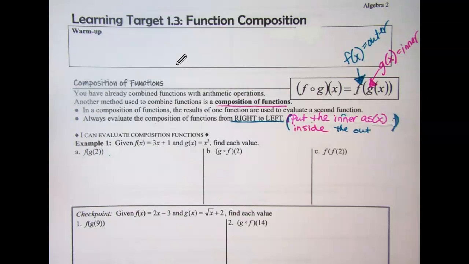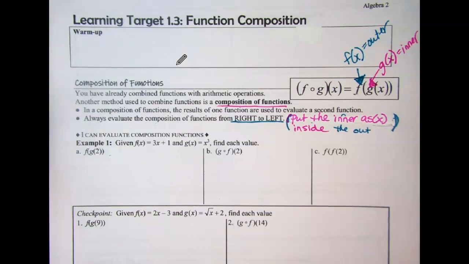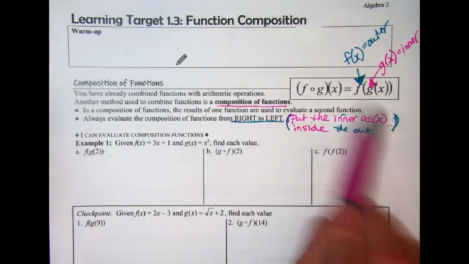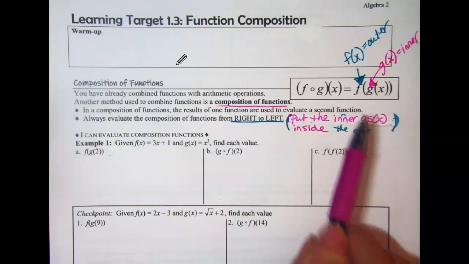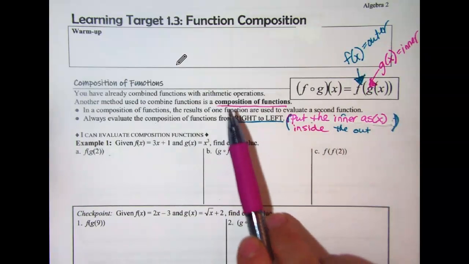And I do this a little bit differently, so I'm going to show you how to first combine and then use the number to evaluate. So we're going to look at the next part, which is pretty important. We always evaluate the composition of functions from right to left, which just means we use the inner function, the one on the inside, and we put that into the letter that's on the outside, meaning the one on the left.